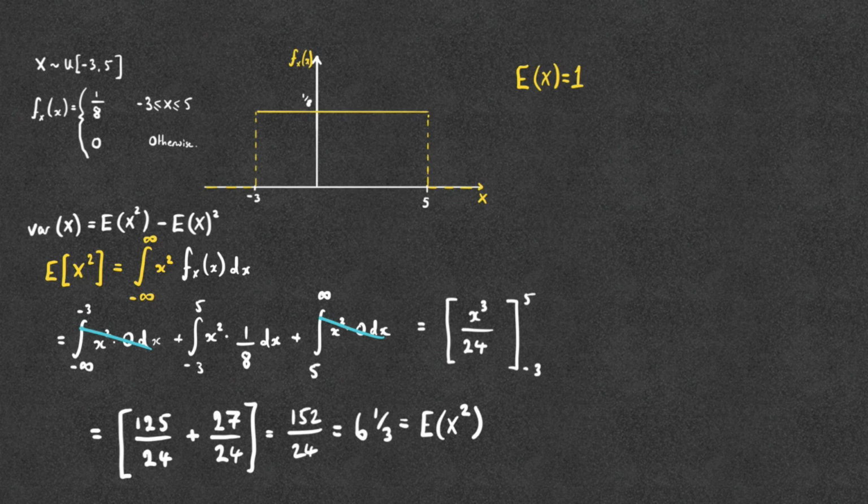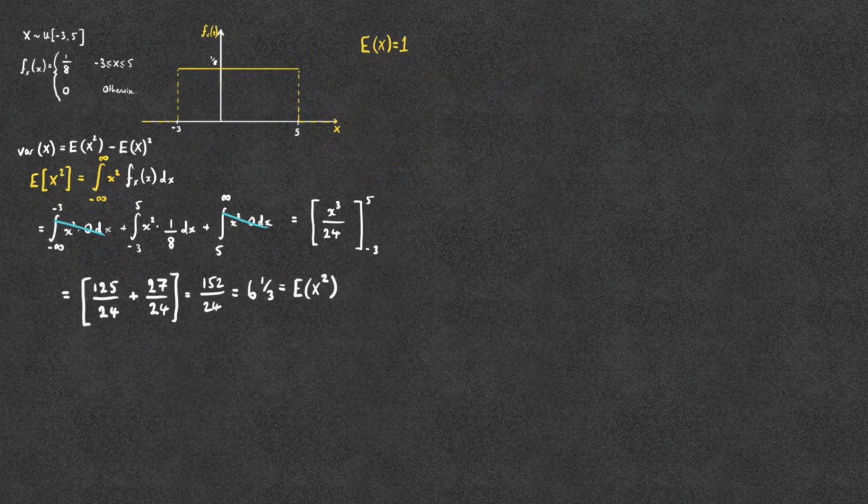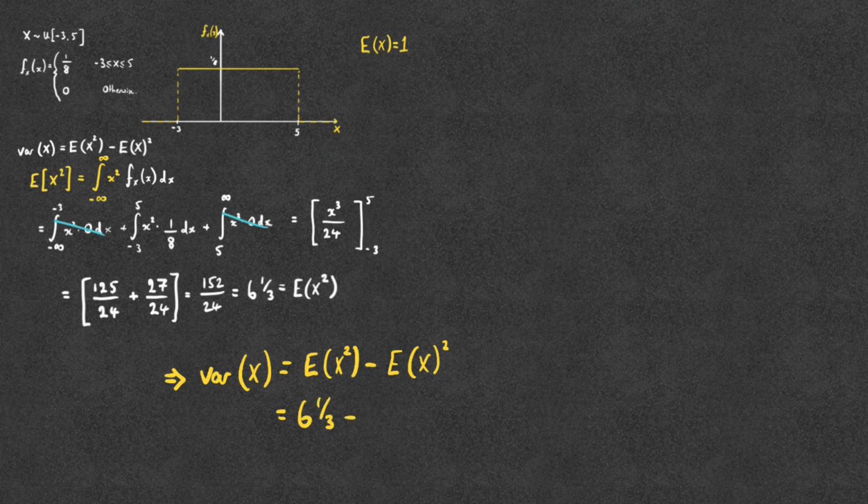Now this is equal to the expectation of x squared. And remember, if we want to find the variance, we need to take this expectation of x squared and subtract the square of the expectation of x. So the variance of x is equal to the expectation of x squared minus the square of the expectation of x, which is equal to 6 1/3 minus 1 squared, which is equal to 5 1/3.